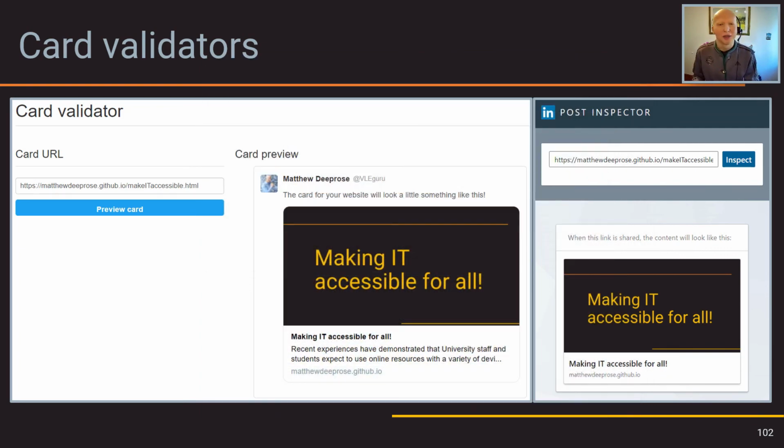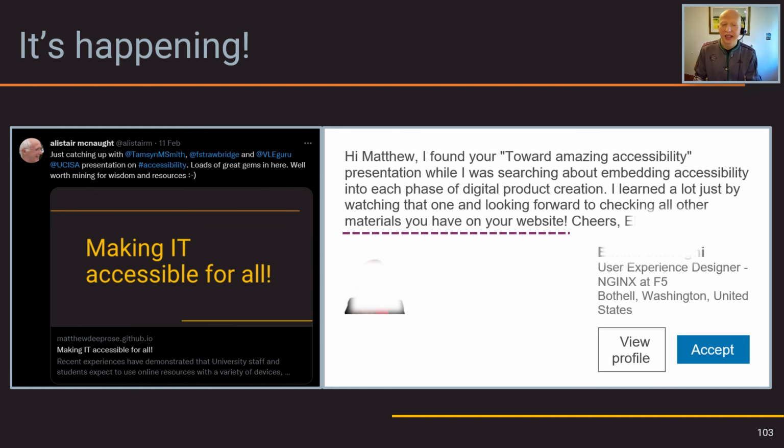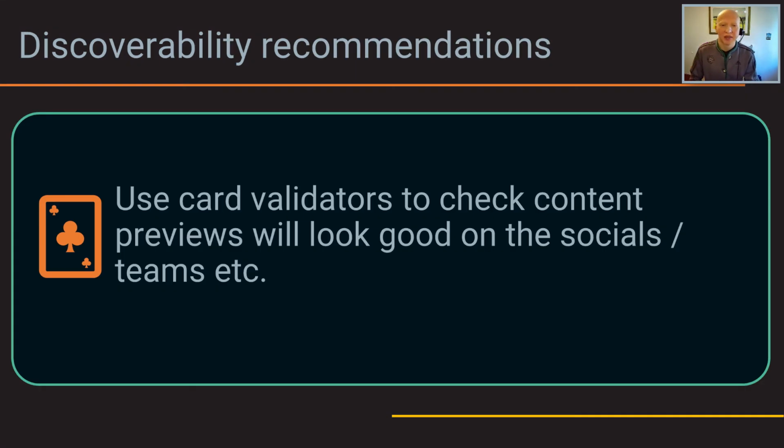Now, there are validators online that you can use to help check how the previews will look. Now, it's great to see it happening. Here is accessibility legend Alistair McNaught sharing one of my pages on Twitter, and on the right is a connection request on LinkedIn from someone who found me through my personal site. So I recommend using card validators to fine-tune how your links will look.